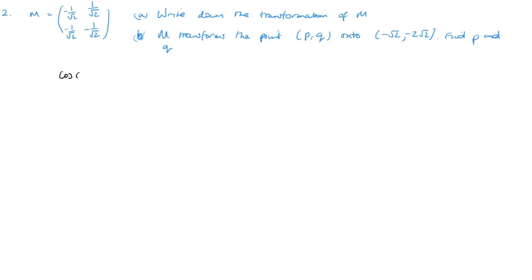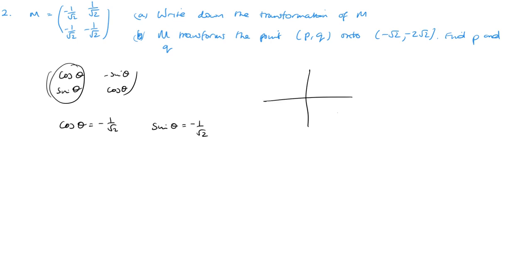So we know cos theta, sine theta, minus sine theta, cos theta. So I always go with these two. So cos theta equals minus 1 over root 2, and sine theta equals minus 1 over root 2. So looking at the CAST diagram, where cos and sine are both negative is here. So between 180 and 270 is what my angle is going to be.